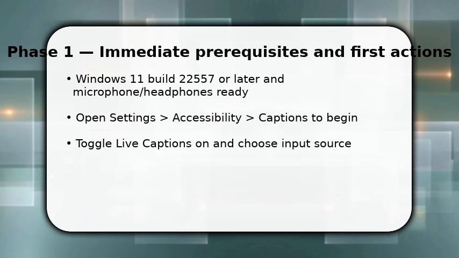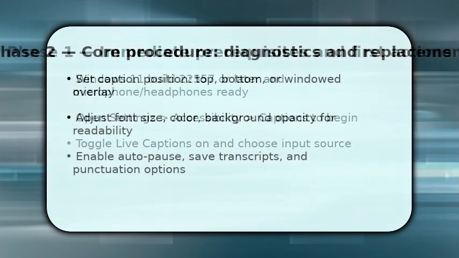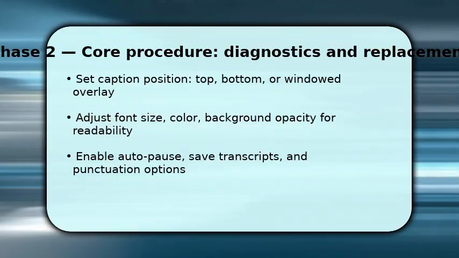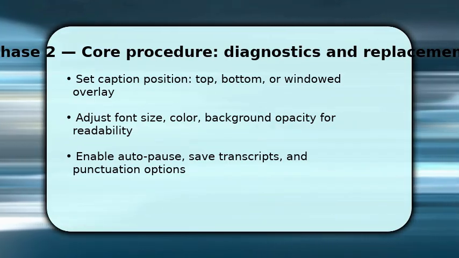Now configure how captions behave and look so they fit your workflow. Choose whether captions appear at the top, bottom, or in a movable window. That prevents occluding important on-screen content. Adjust font size, color, and background opacity to ensure contrast and legibility in bright or dark apps. Then enable auto pause and automatic punctuation so captions are cleaner. Optionally enable transcript saving if you need a record.